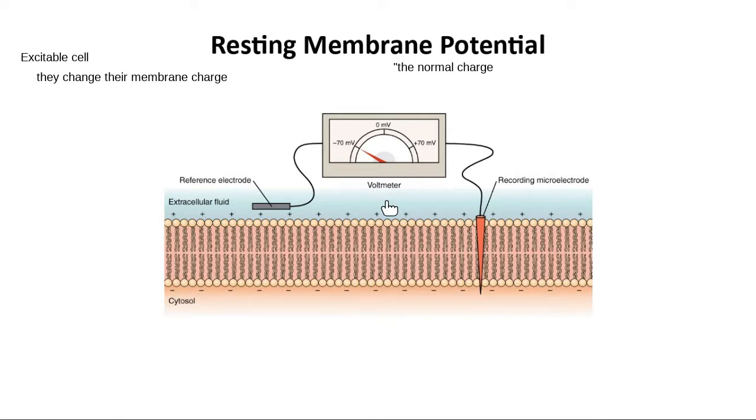When a neuron hears a message and decides that it should go talk to its neighbor, what it's going to do is change its membrane potential. So we're going to go from resting membrane potential at negative 70 all the way up to positive 30. We're going to change completely from negative to positive, and that's going to allow us to talk to our neighbor.